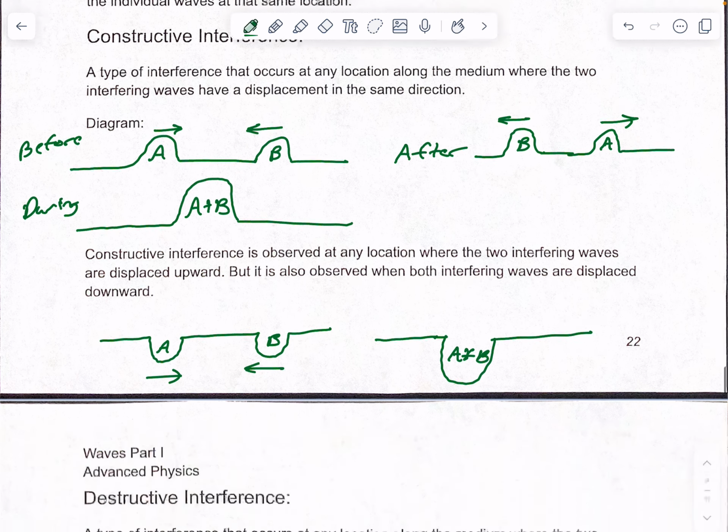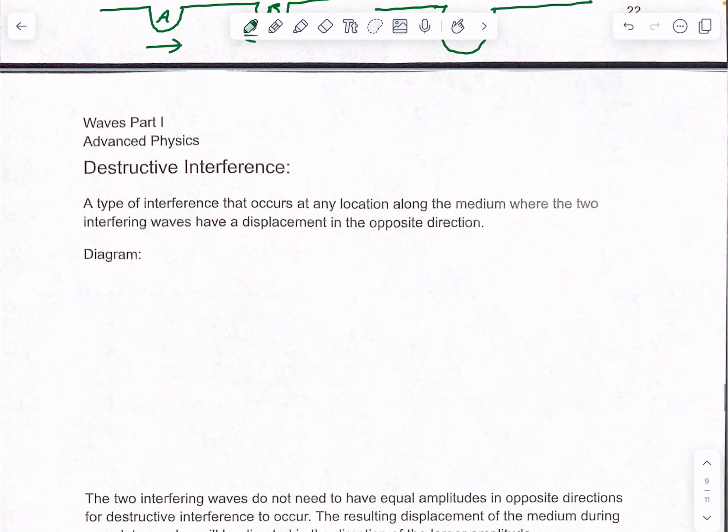Okay, so now let's talk about the opposite: destructive. Destructive occurs when you have two interfering waves that have a displacement in the opposite direction. So let's talk about our before. We're going to have wave A right here, and wave A is going towards the right. And we're going to say wave B is right here, and that's negative because it's a trough. So we have a crest and a trough, and they're going towards each other.